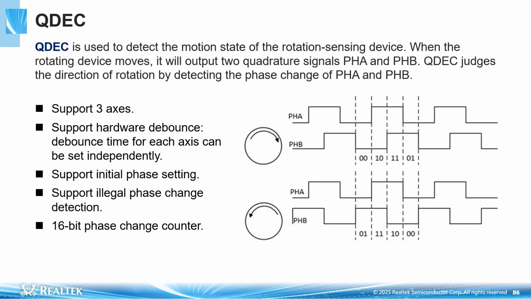As shown in the figure, QDEC is used to detect the motion state of the rotation sensing device. When the rotating device moves, it will output two quadrature signals PHA and PHB. QDEC judges the direction of rotation by detecting the phase change of PHA and PHB.